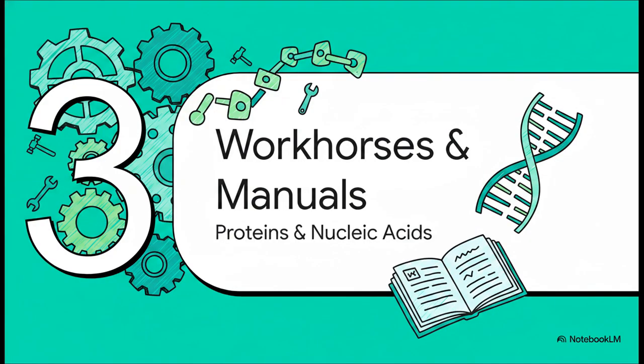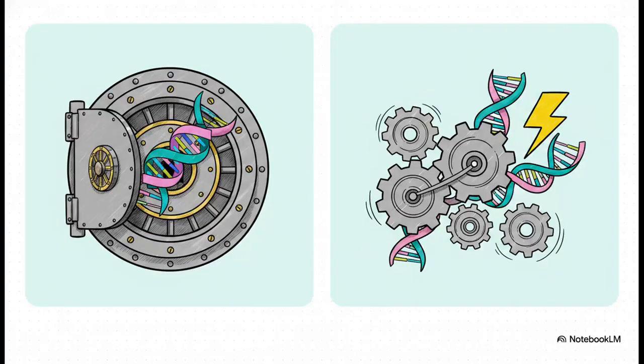Let's shift gears to Section 3, workhorses and instruction manuals. If carbohydrates are the fuel, proteins are the molecular workhorses. They act as catalysts and structural pillars. Meanwhile, nucleic acids are the instruction manuals that tell your cells exactly how to build those proteins. While the proteins do the heavy lifting, acting as enzymes for basically every metabolic reaction or providing structural tensile strength for things like bone and skin, two distinctly structured nucleic acid polymers safeguard and translate the blueprints.